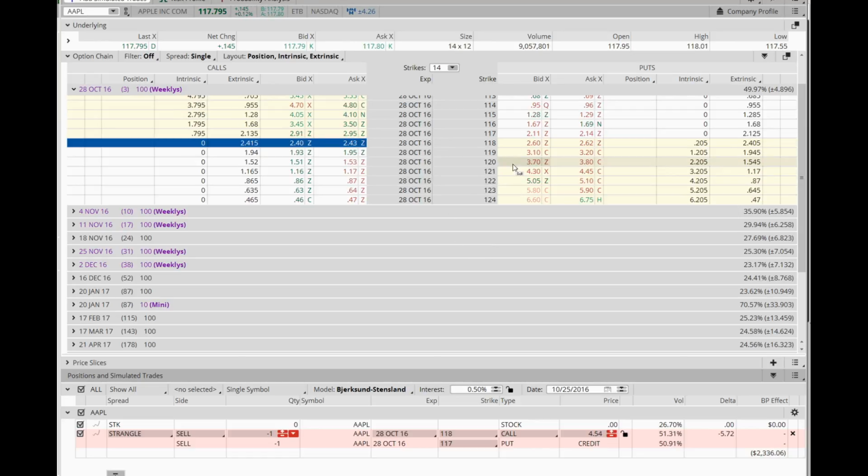If the stock drops below 117, you will be assigned long shares. So this is what we call share risk. Any questions about this one? This one is considered the most aggressive form of what we call premium selling through earnings. Any questions, gentlemen?